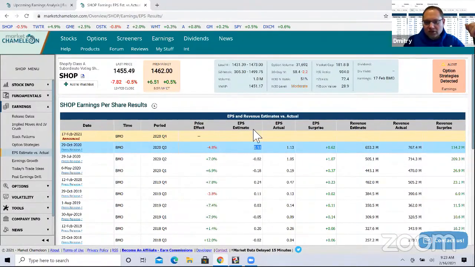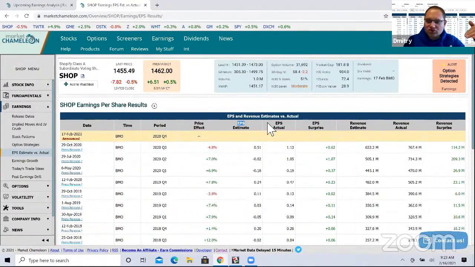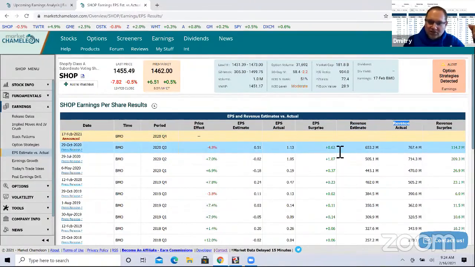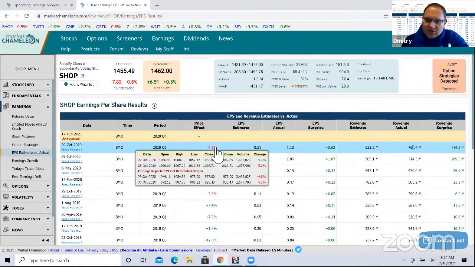We're looking at the earnings per share estimates versus the actual, also the revenue estimates versus the actual. So you can see here, the last time they reported earnings, expecting 51 cents, they reported $1.13, they beat by 62 cents. You can see the revenue, they were expecting 653 million, they reported 767 million, so they beat on that, but the stock was down 4.8%. So you could see they beat analysts' expectations on earnings and revenue, but the stock was down 4.8%.